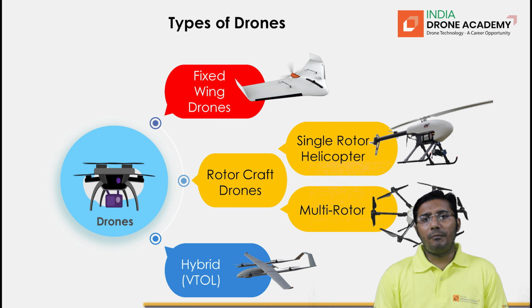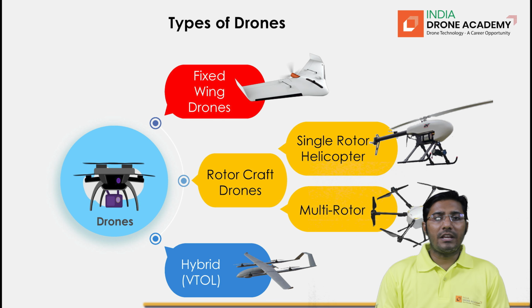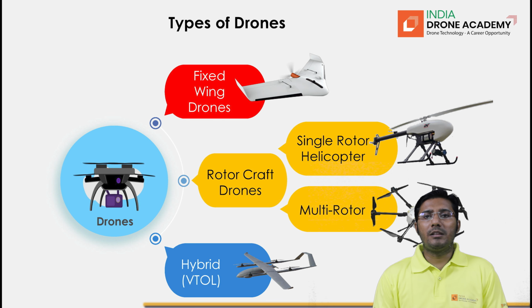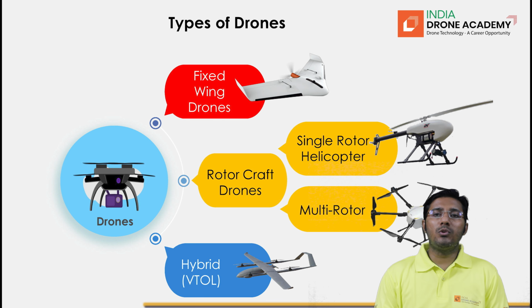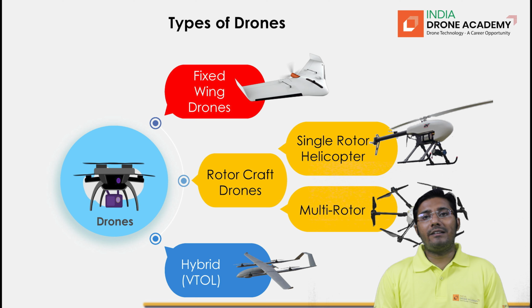Rotorcraft drones can be further divided into two. One is the single rotor and second is the multi-rotor. Hybrid drones are also referred to as VTOL. VTOL means vertical takeoff and landing drones.